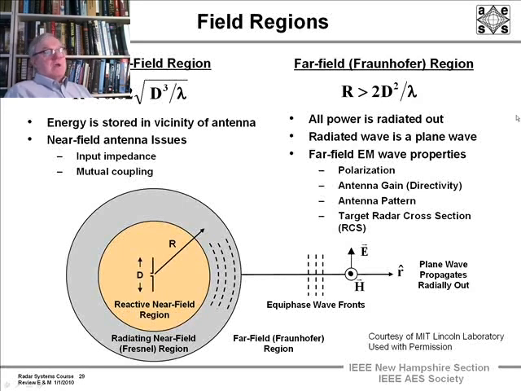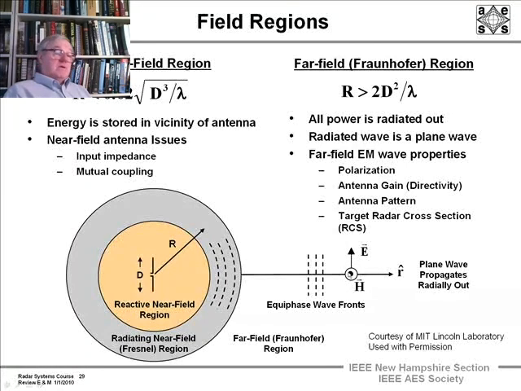All the power is radiated out, and the radiated power is effectively a plane wave. And that's what the electric field is like when we're dealing with, at the target, the polarization of the wave, the antenna gain pattern or directivity, or the radar cross-section. Because when we build an antenna back here, the targets we're looking at are so far away that these properties of the electromagnetic wave are in the far field region.